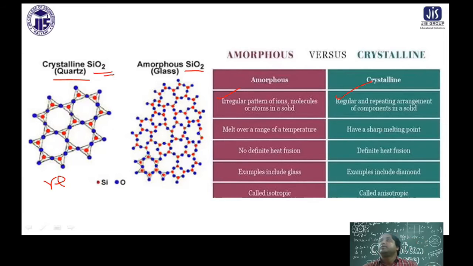Crystalline materials have a defined melting point, while amorphous materials melt over a range of temperature. There is no definite heat of fusion in the amorphous system, and crystalline systems have got definite heat of fusion. So for crystalline material, everything is defined. Its structure is regular, melting point is definite, heat of fusion is definite. So all these are good points.